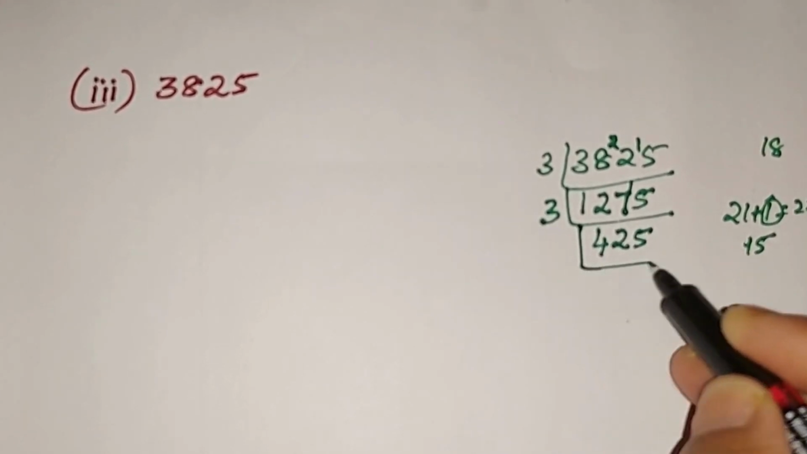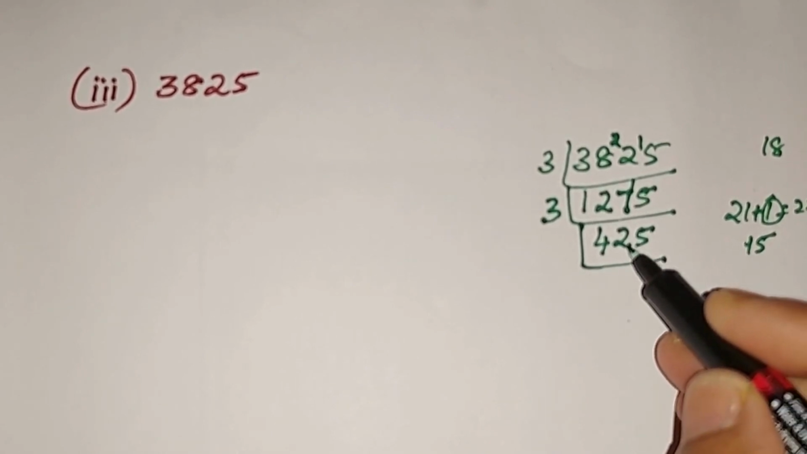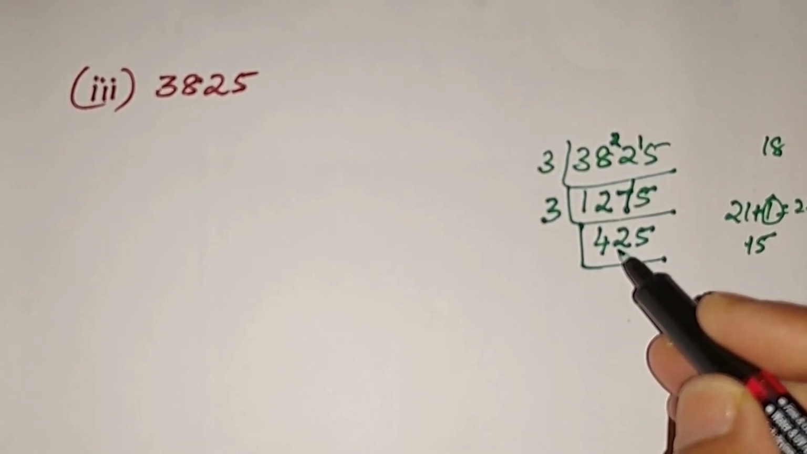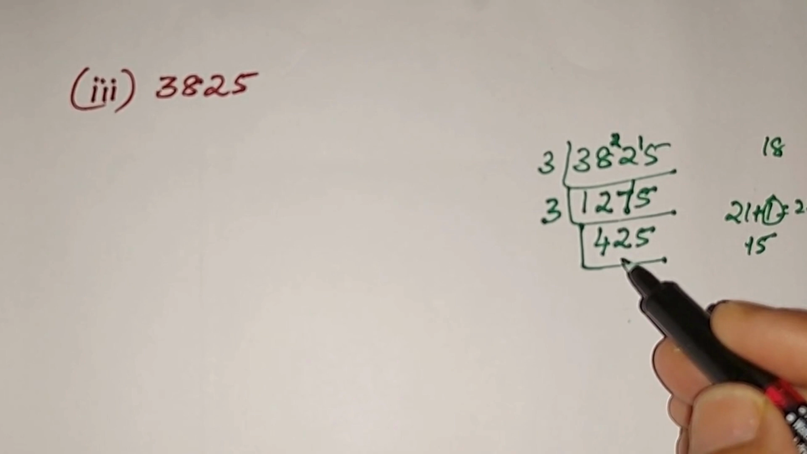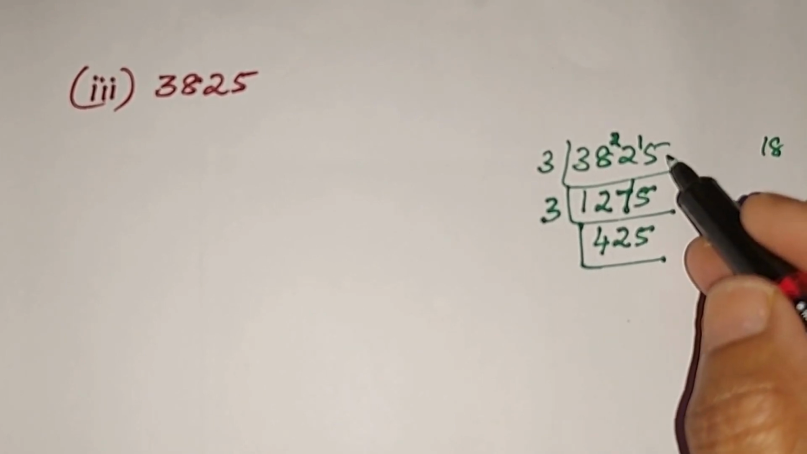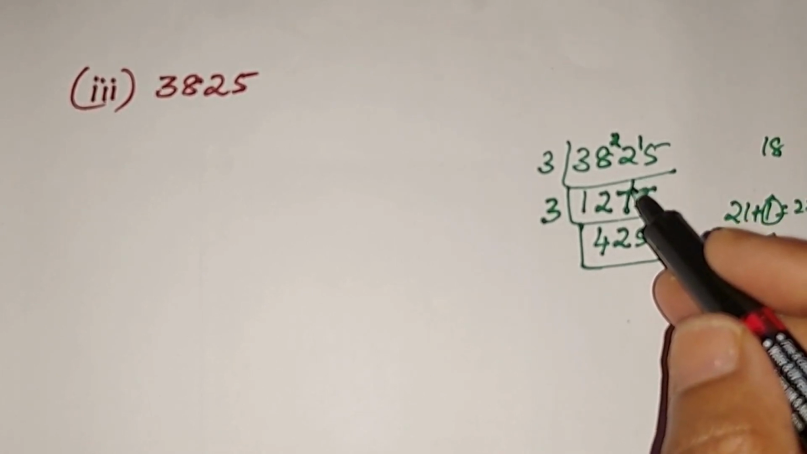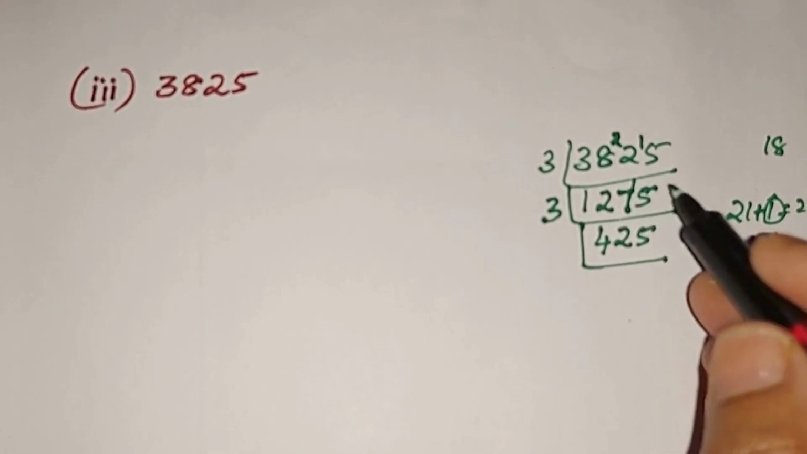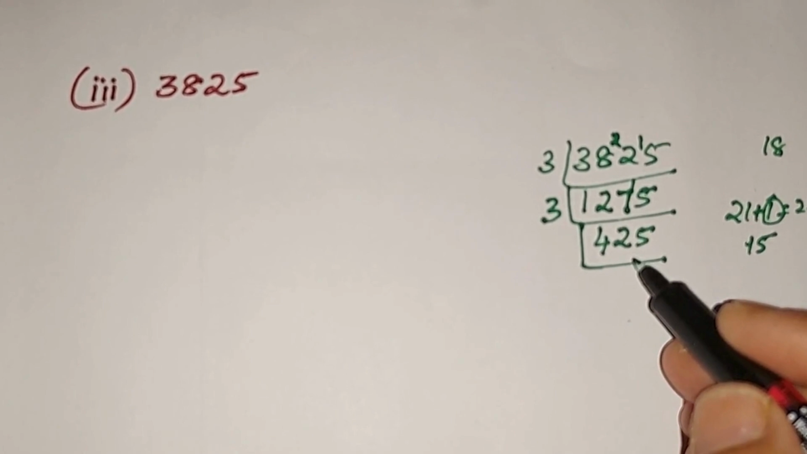425. Again, check whether it is divisible by 3 or not. 5 plus 2 is 7, 7 plus 4 is 11. Right? 11 is not in the table of 3. So it is not divisible by 3. Now we can take 5. Right from the beginning we know that 5 is a divisible number, no doubt at all. But first we could divide with 3. That's why I have checked with the divisibility test of 3. Now 425 is not divisible by 3.